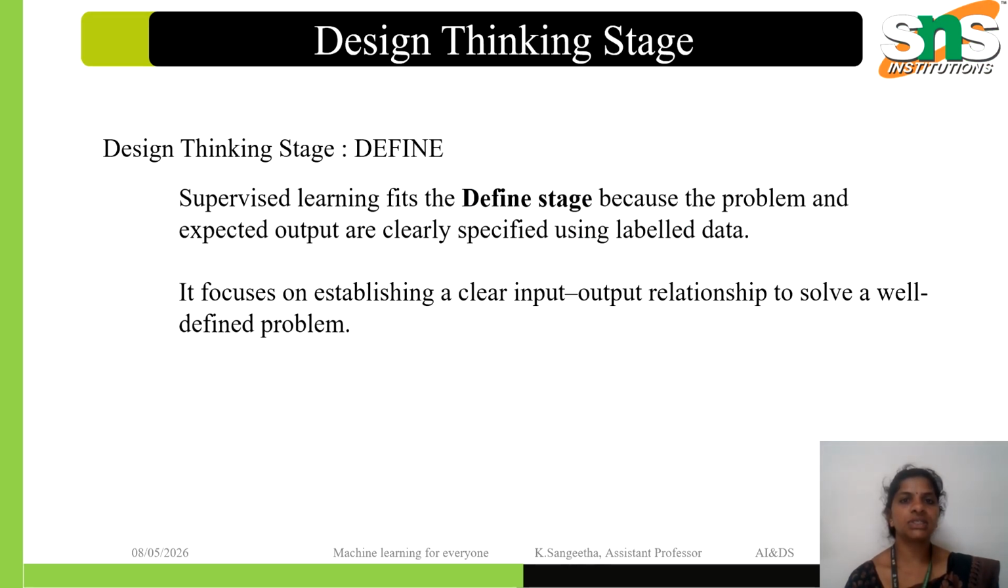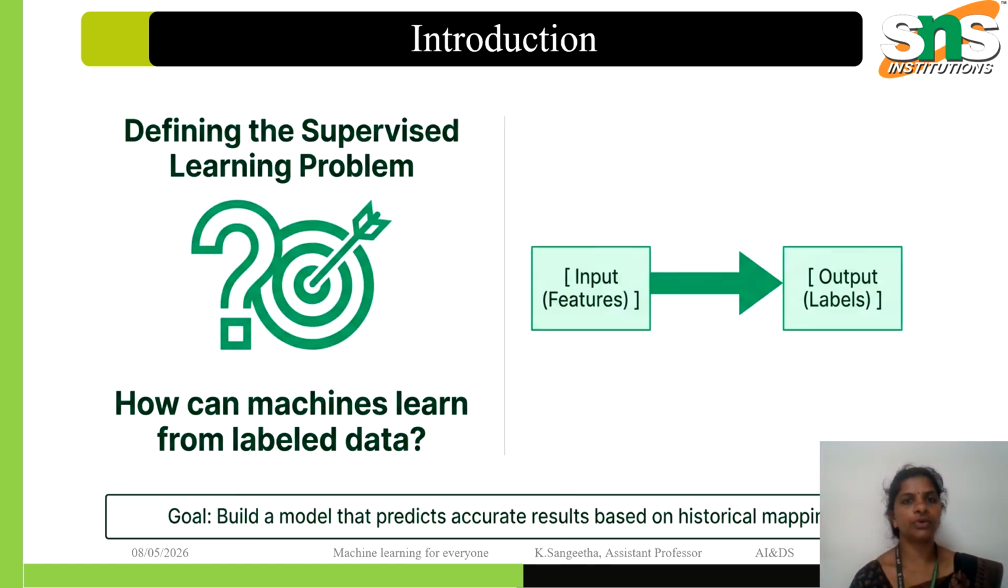The define stage focuses on understanding the problem clearly before finding a solution. In supervised learning, both the problem and expected output are already defined. The machine learns by observing examples that contain the correct answer. For example, if we want to predict whether an email is spam or not, we first provide many emails that are already labeled as spam and not spam. The model studies these examples and learns the relationship between the input and output.